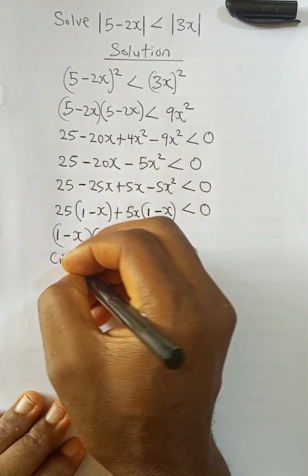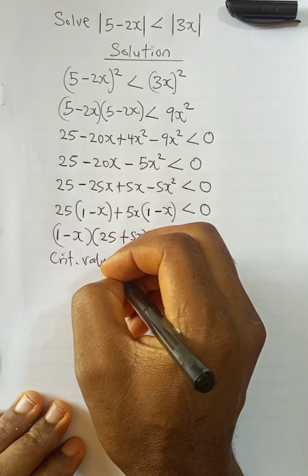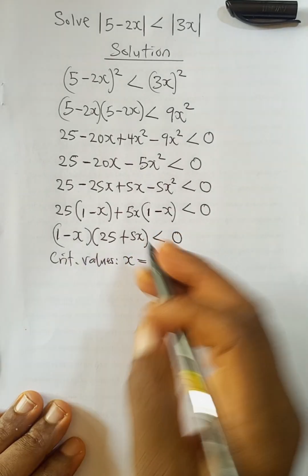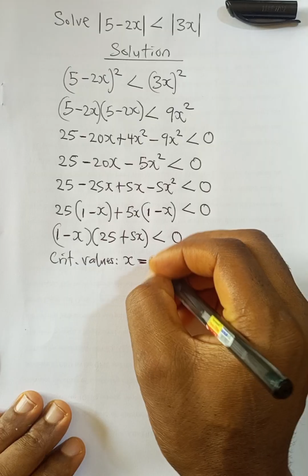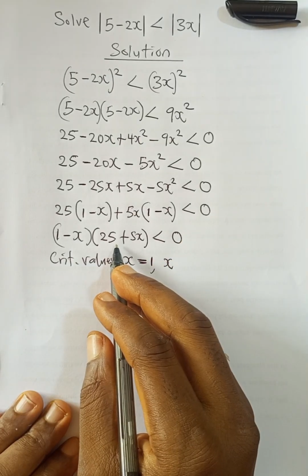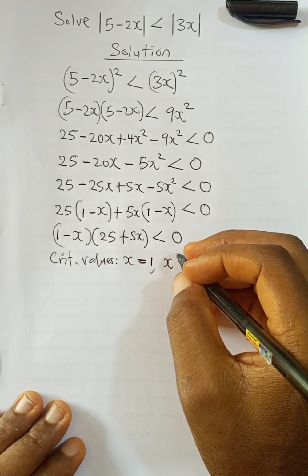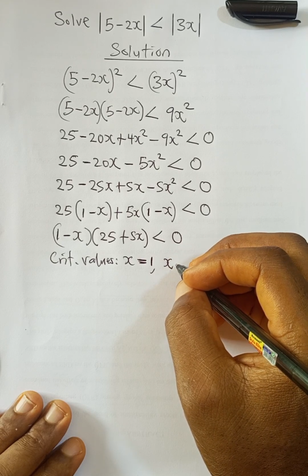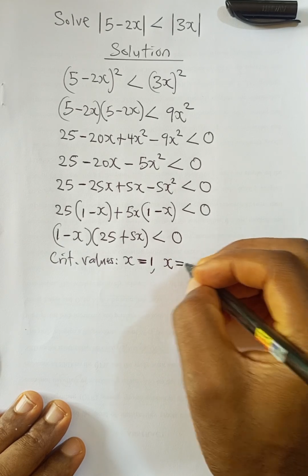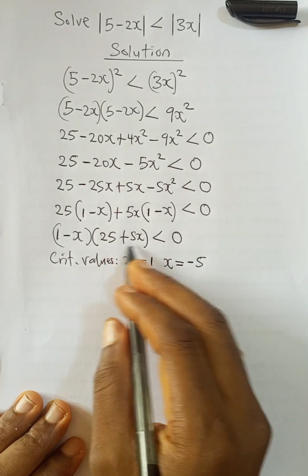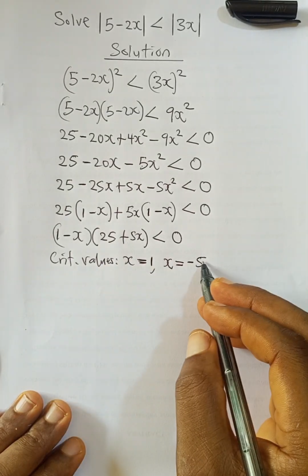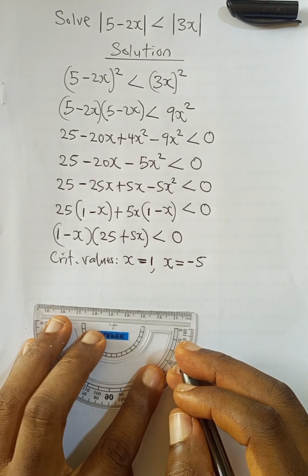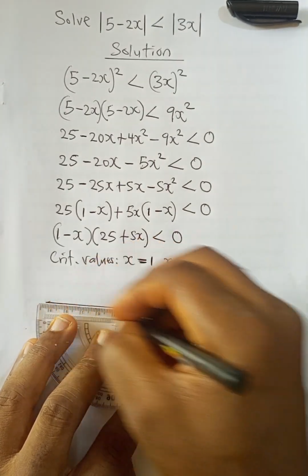What is the critical value? If this is equal to 0, x will be equal to 1. And if this is equal to 0, x is equal to what? x will be equal to minus 5. If you solve this one now, this bracket equals 0, x will be equal to minus 5. Are you following now?